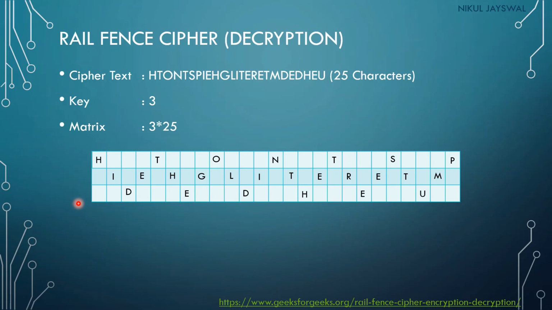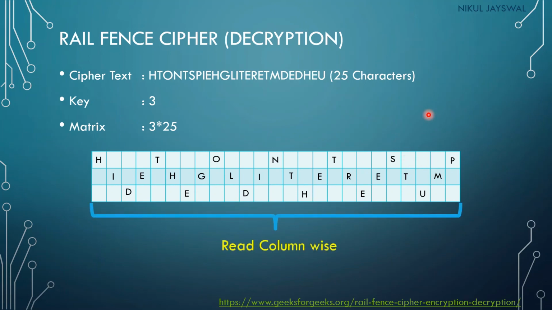So for the encryption, we are reading the table row wise. Now for the decryption, we will read the table column wise. So we will take the first column, so we will read the H, then we will read the second column, then third column, then fourth, 5, 6, 7, and so on. So if you see, our plain text will be HIDETHEGOLDINTHETREESTUMP. So read the matrix column wise and we will get our plain text, hide the gold in the tree stump.